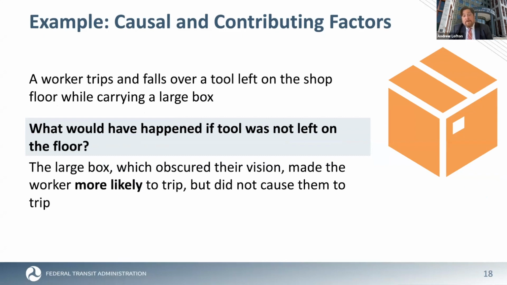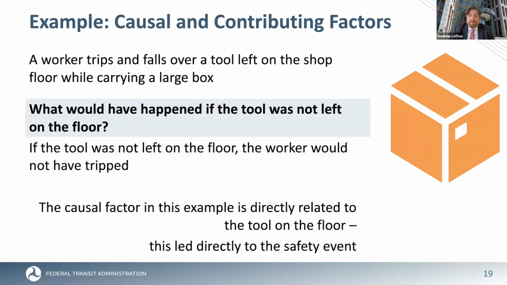Now, in our example, if we were to remove the tool from the equation and the worker's just carrying the large box, there's no tool on the floor, the worker's not going to trip over the tool. So the causal factor in our very simple example is related to the tool that was left out on the floor.